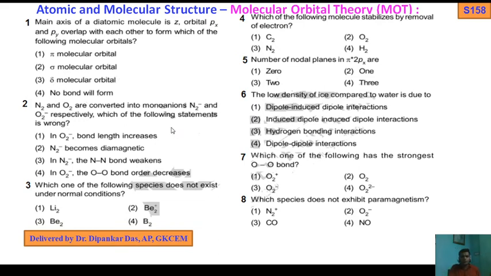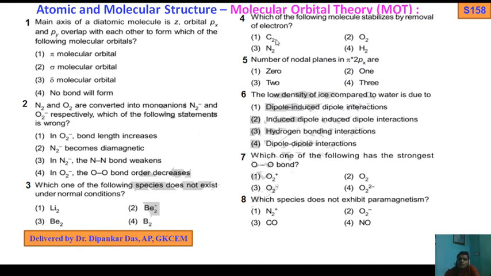N2 and O2 are converted into monoanions. With respect to this, which of the following statements is correct? Bond length increases, N2 minus becomes diamagnetic, the N bond weakens in N2 minus, the O bond order decreases in O2 minus. Okay, and which of the following species does not exist? Li2, Be2 plus, Be2, B2. I have already discussed this. Which of the following molecules stabilizes by removal of electrons? C2, N2, O2, H2.